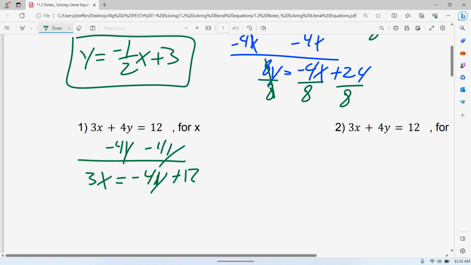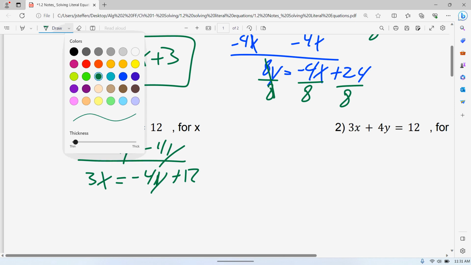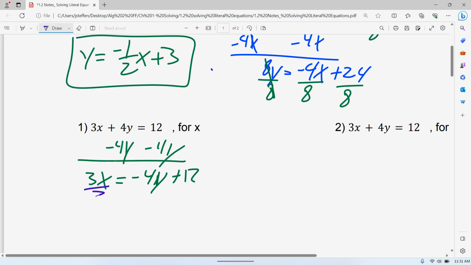Then, just like the last one, I have a 3 in front of the x that I have to get rid of, because I'm solving for x. So I go through, I divide everything by 3. I like that better, like I said. So my x is -4 over 3y plus 4.